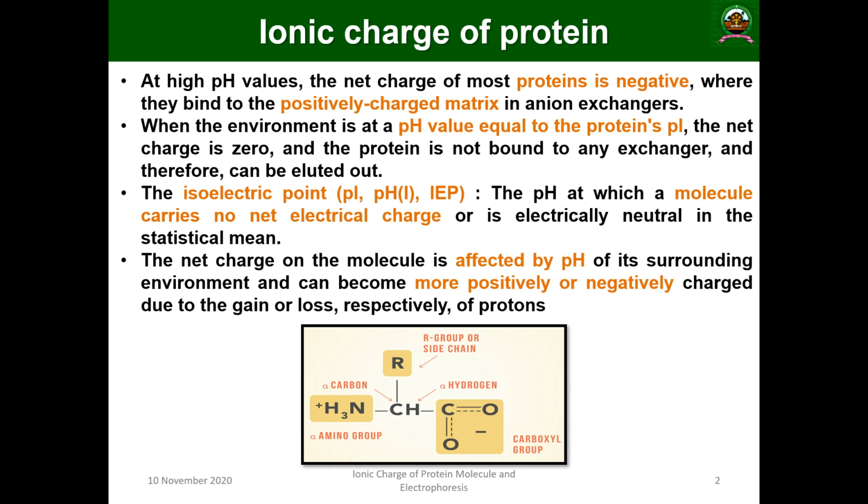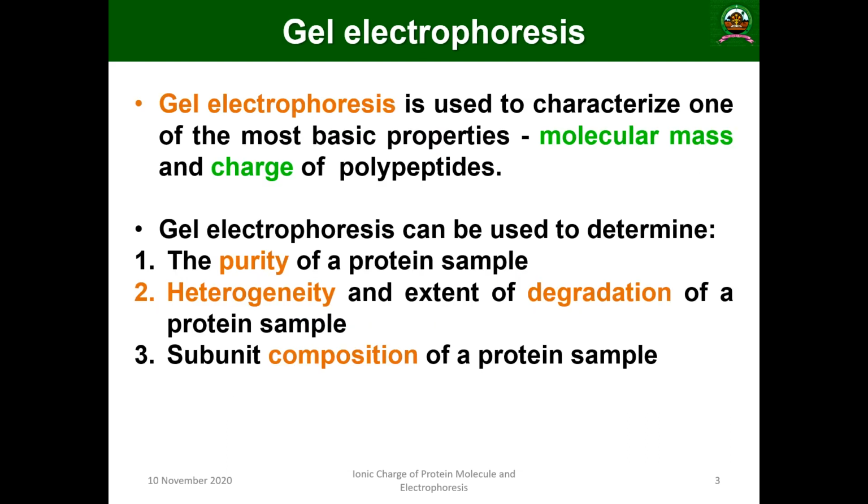So the protein has the ability to ionize into its charged form at various pH. At the isoelectric point, the pH at which the molecule carries no net charge, the protein can be eluted out. That is known as the isoelectric point.